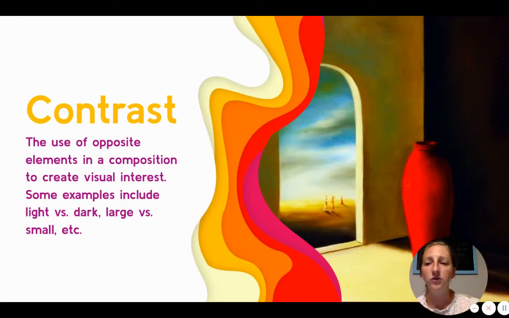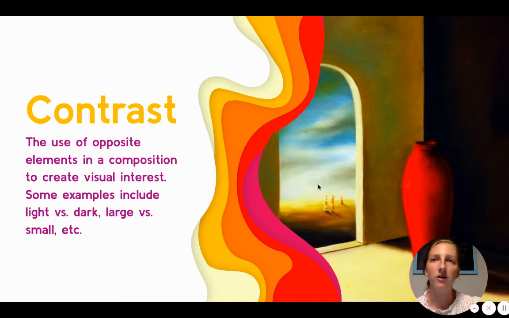Contrast. Contrast is the use of opposite elements in a composition to create interest. Some examples are light versus dark and large versus small. There are so many things that you can contrast against each other. So in this image, you have dark versus light. There's a big dark wall behind this pottery or urn, and then there's a light going in on the other side.